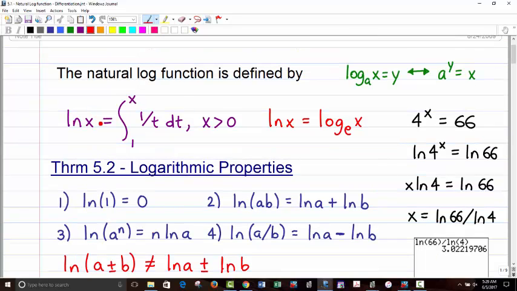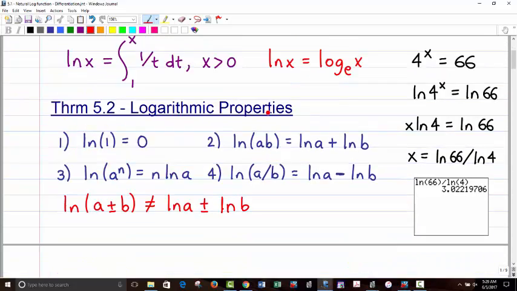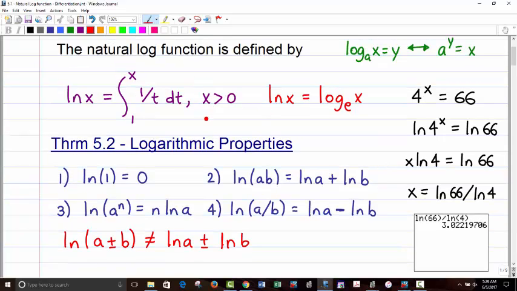Now, the natural log function is defined as an integral. That's just the definition of it. But then there's what it is as a logarithm. It's just log base e. You don't have to necessarily know this integral definition, but I'm going to tie that in here in a minute with the derivative of what ln of x is going to be.